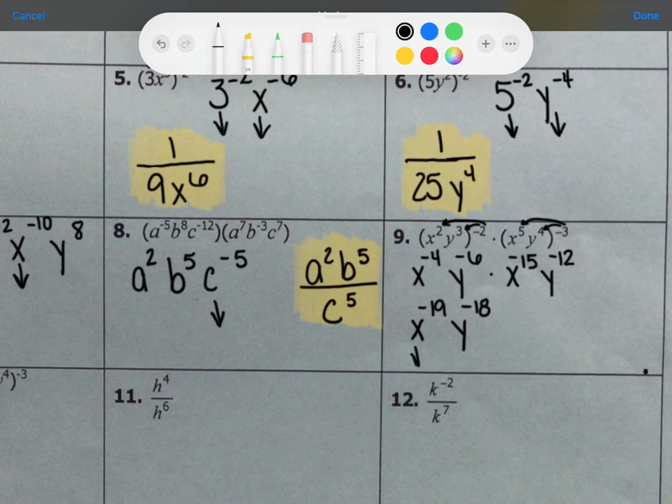No. So I'm going to move my x because it's negative and move my y because it's negative. So draw your fraction bar. X moves to the bottom, becomes positive 19. Y moves to the bottom, becomes a positive 18. I have nothing upstairs, so what do I put? A 1. Very good. So there is my answer for number 9. Did you get it right? Fantastic. Fix it if you missed it.